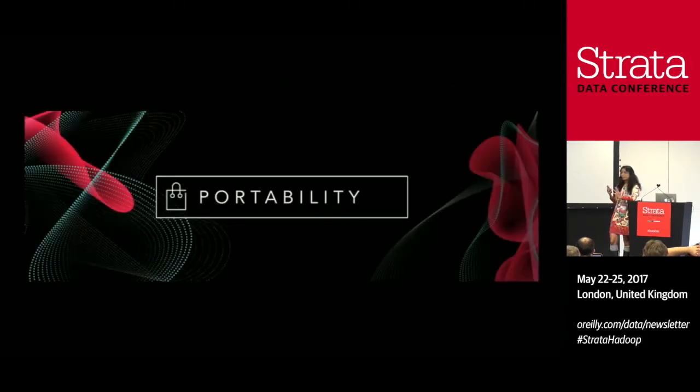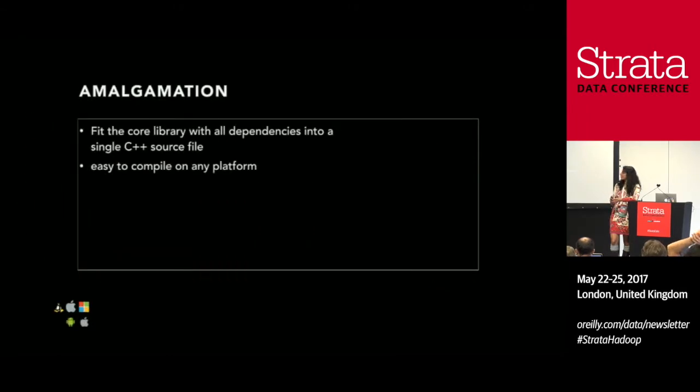And so that was about programmability, that mxnet offers a whole choice of front-end languages for you to write your code, as well as mix imperative and declarative style of programming. So let us now see how mxnet is also easily portable. mxnet supports amalgamation, which means that you can fit all your core library and dependencies into a single C++ file. So you can easily compile it on different platforms.